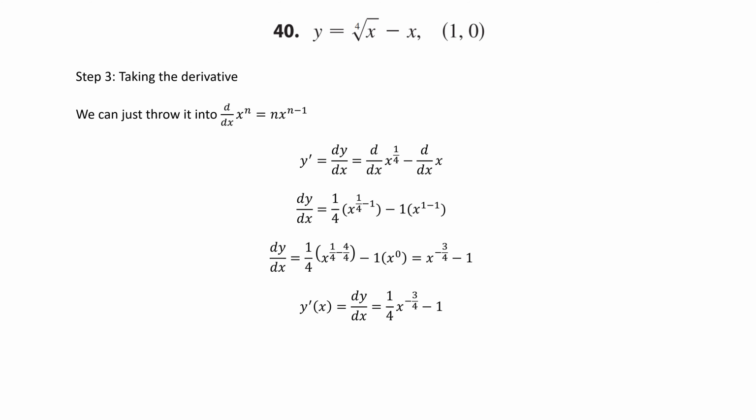And yeah, this is basically what the derivative ends up coming out to, just 1/4 x to the power of -3/4 minus 1. And now that we have that, we are ready to go to the next step, which is where we're going to put the x-coordinate into the derivative. If you want, you can go ahead and pause the video and try that on your own. I'll walk you through the steps in a second here.